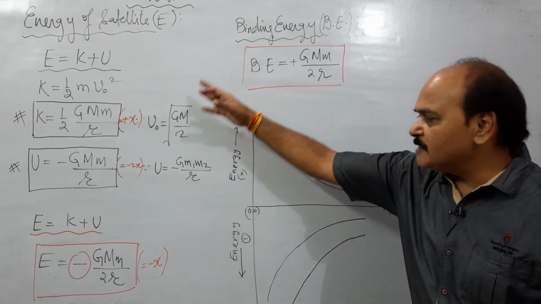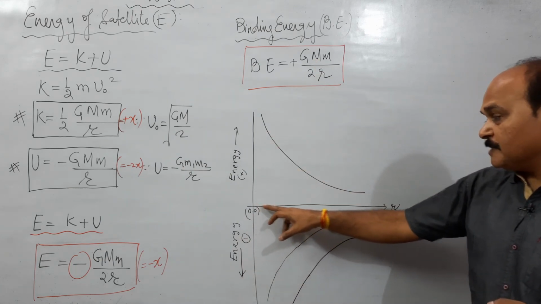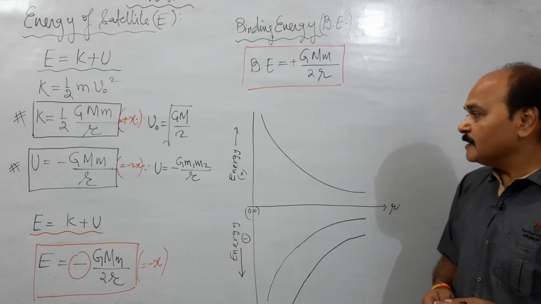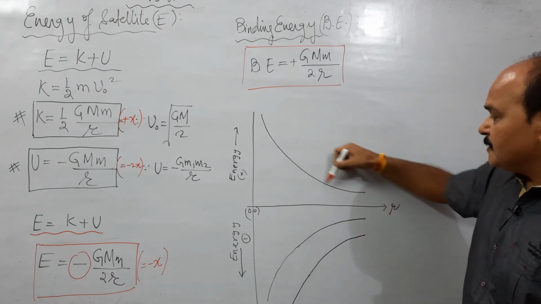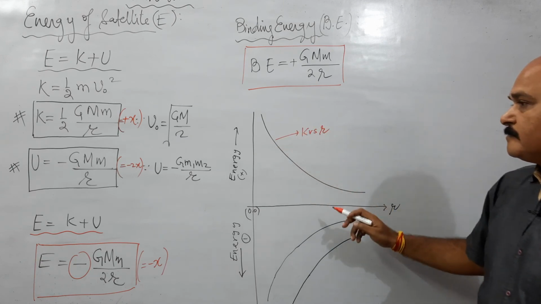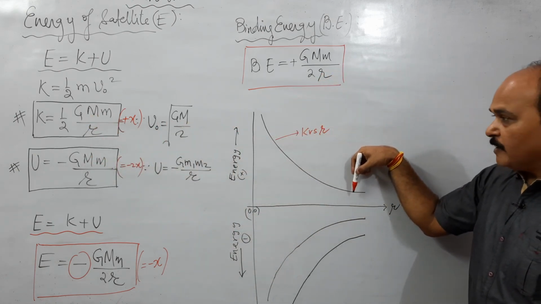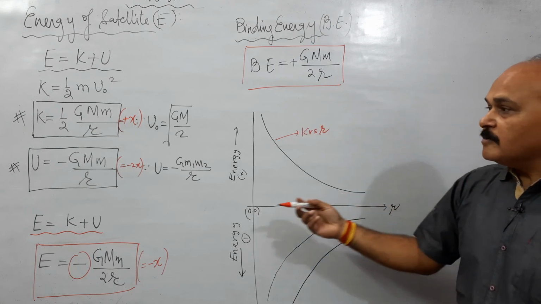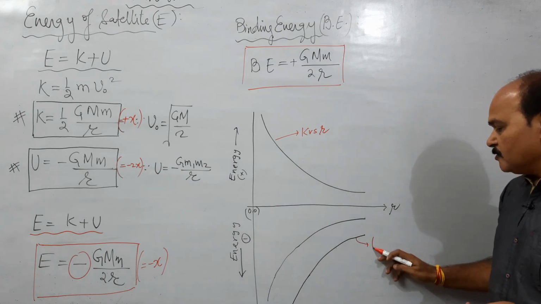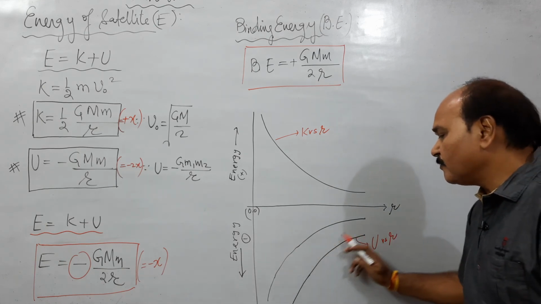Well, if we plot these expressions graphically, this is the energy axis, this is the negative energy axis, this is 0, and this is r, the separation between the satellite and the planet. This is the graphical plot of kinetic energy, the K versus R graph. The kinetic energy is always positive and it varies inversely with distance. Potential energy, this is the graph of U versus R, and this is the graphical plot of total energy E against R.